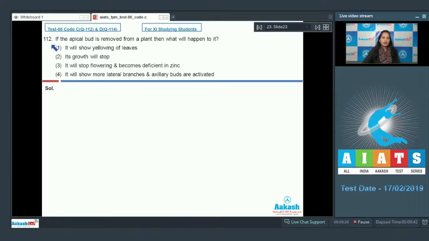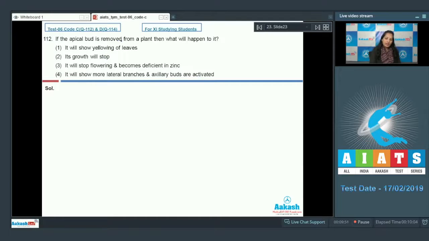Question number 112. If the apical bud is removed from a plant, then what will happen to it? First option, it will show yellowing of leaves. Second, its growth will stop. Third, it will stop flowering and become deficient in zinc. Fourth, it will show more lateral branches and axillary buds are activated.